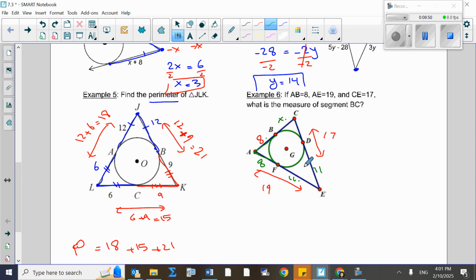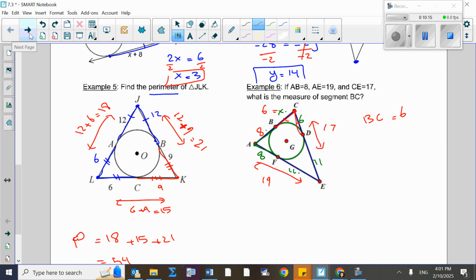Now the rest of the line will be 17 minus 11. This part will be the big one minus this one. That's going to be 6. Now you see that there is a tangent line from C to D, and there's another one from C to B. So they are also equal to each other. So this is equal to 6. So BC is equal to 6.